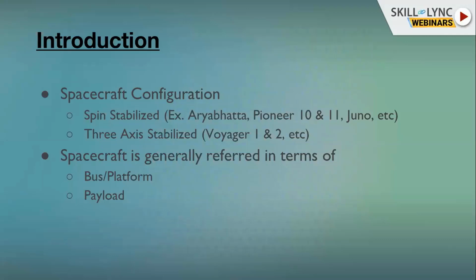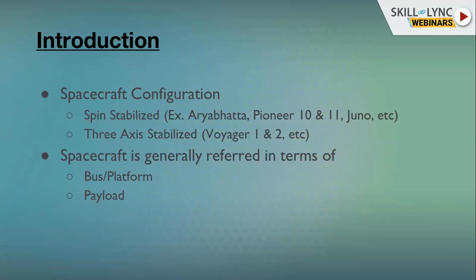Now there are configurations in the spacecraft. One is spin stabilized, where the satellite stabilizes itself by spinning about its vertical axis, just like a gyroscope. It works on the principle of a gyroscope. Secondly, there are three-axis stabilized satellites, which are the most common these days because they have a mechanism to control the attitude of the spacecraft using thrusters or reaction wheels. Both have their advantages and disadvantages.